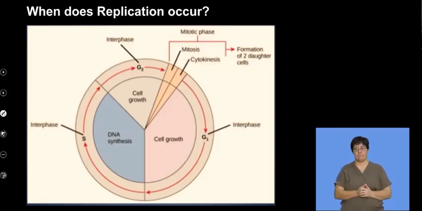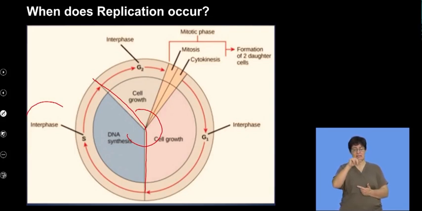Right. So this is an illustration of when in the cell cycle this process of DNA replication occurs. We know that a cell goes through different stages, and what is unique is that the process of DNA synthesis or replication occurs in a phase of the cell cycle called interphase.